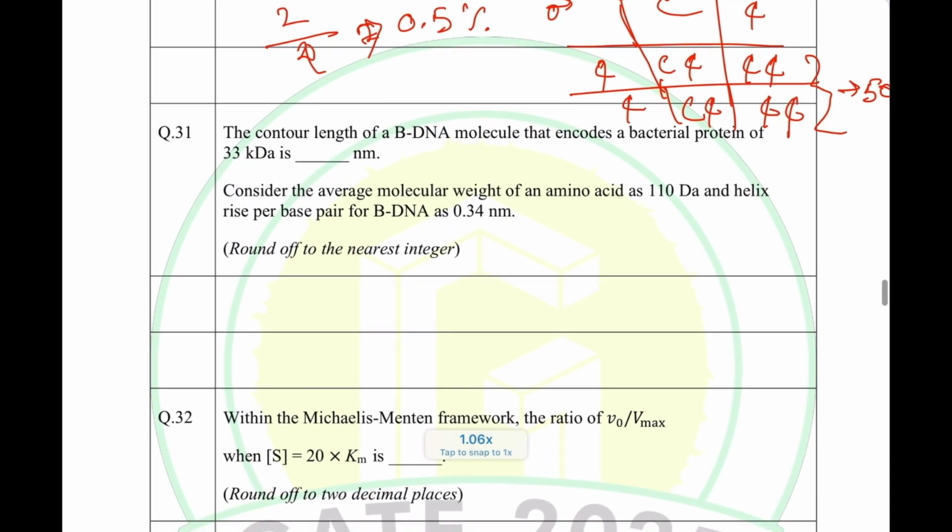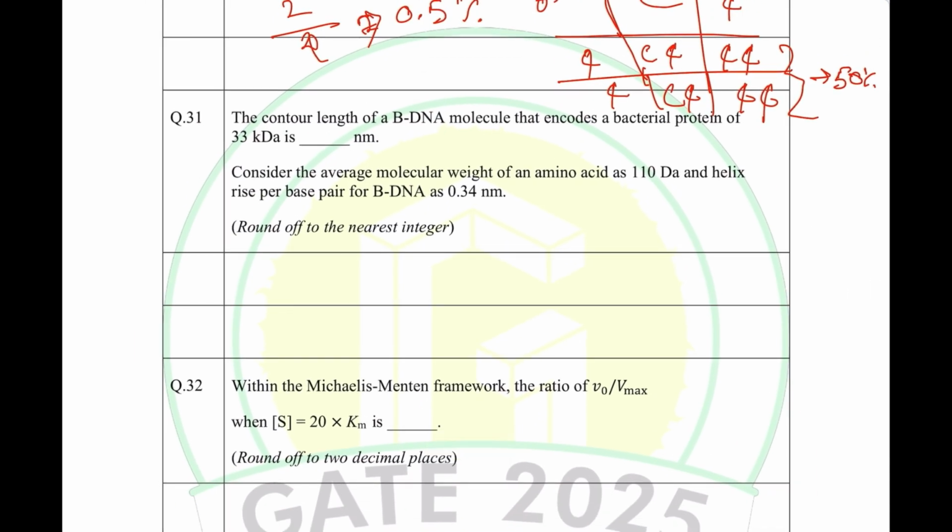Now moving on to the next question. The contour length of a DNA molecule that encodes a bacterial protein of 33 kilodalton is how many nanometers? Consider the average molecular weight of an amino acid is 110 dalton. The helix rise per base pair is 0.34 nanometer.